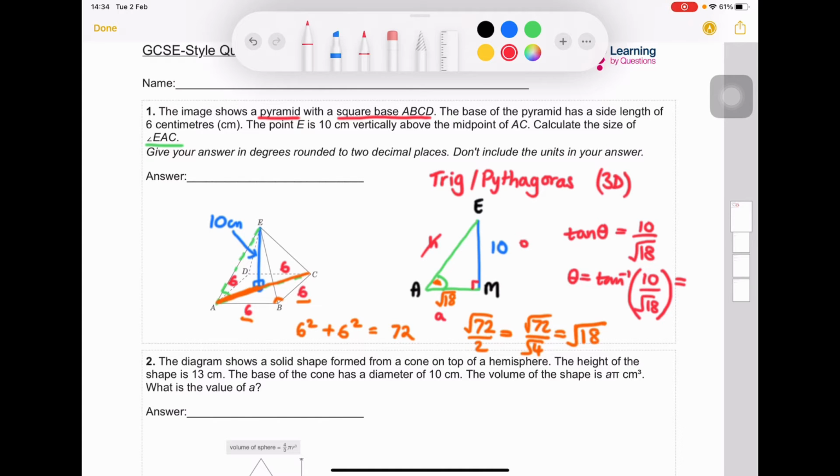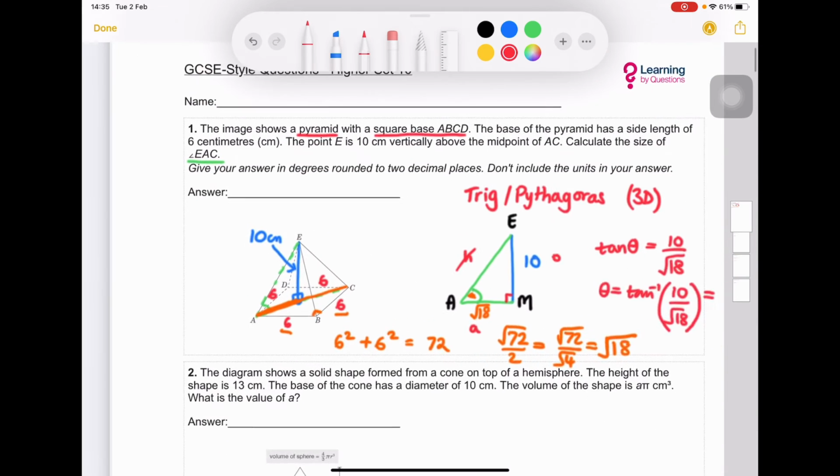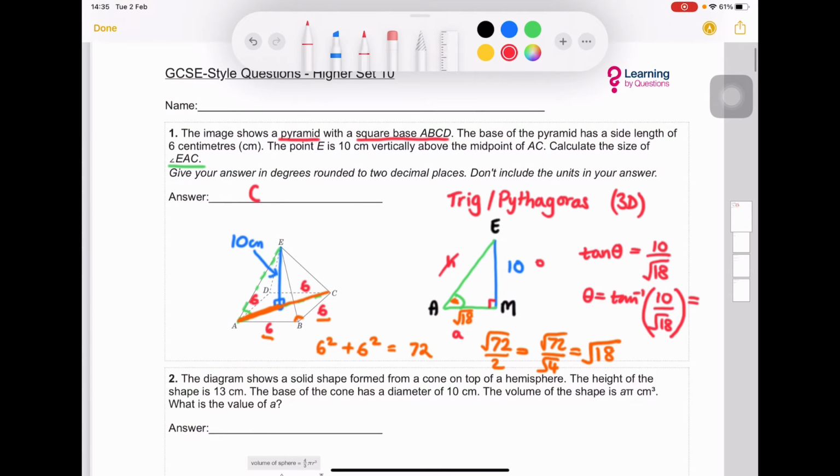We need to round to 2 decimal places. So the value I have got is 67.010232 degrees. But because we only need to give the value to 2 decimal places, I am going to write 67.01 degrees.